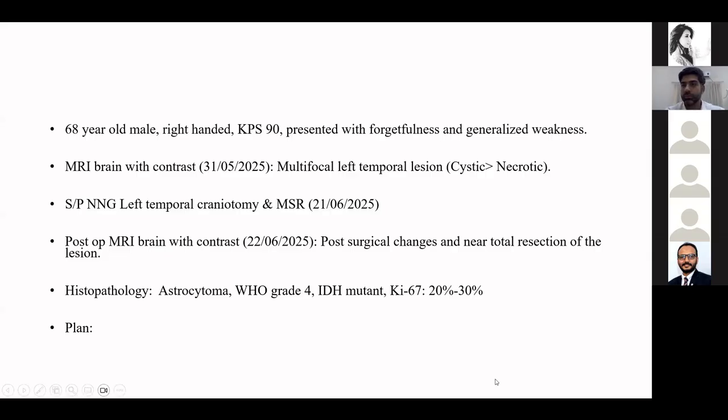He underwent neuronavigation-guided left temporal craniotomy and maximal safe resection. Post-op MRI was done the next day of surgery and showed post-surgical changes and near total resection of the lesion. On histopathology, it came out to be astrocytoma grade 4, IDH mutant, and Ki67 was 20 to 30%.